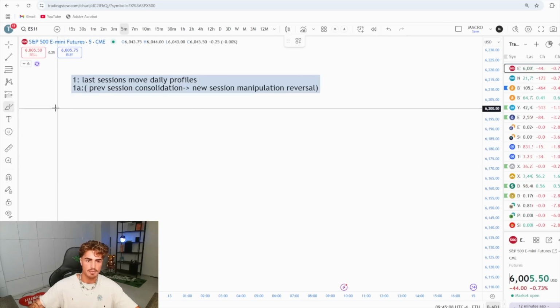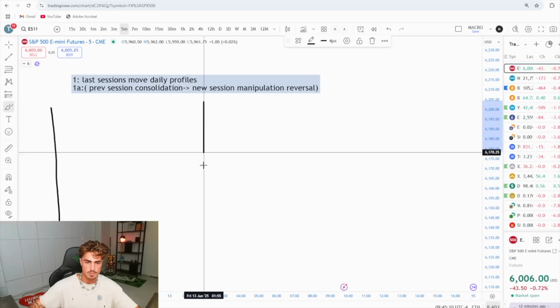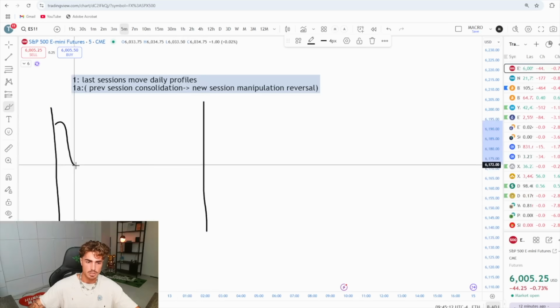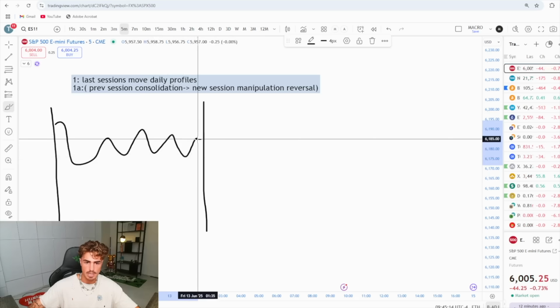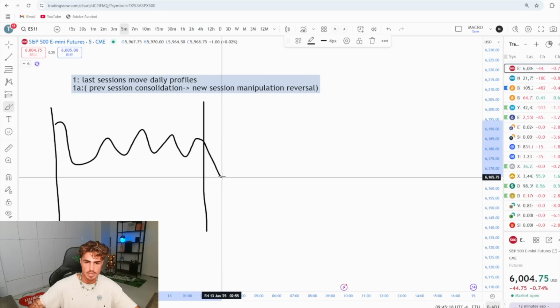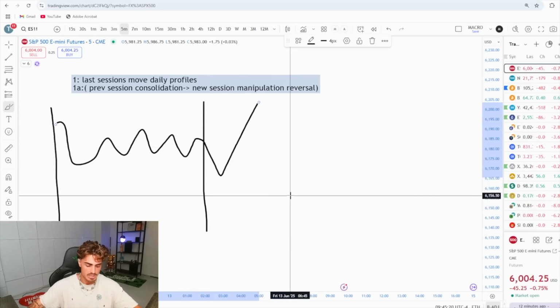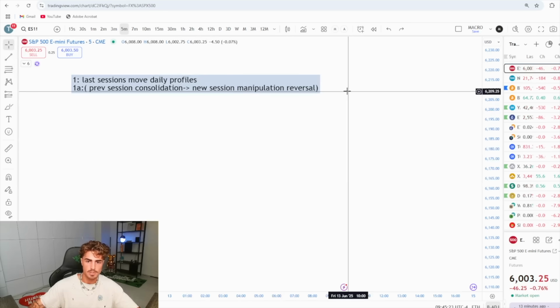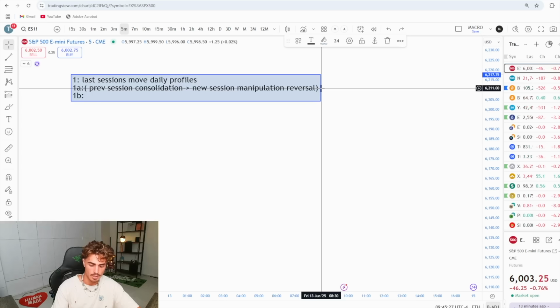Let's say London session starts right here, and this is when New York session starts. London session opens and it's just consolidating, and then boom, New York session opens. We see a manipulation, then a reversal during New York session. So that's the first way. The second way is previous session manipulation into new session reversal.